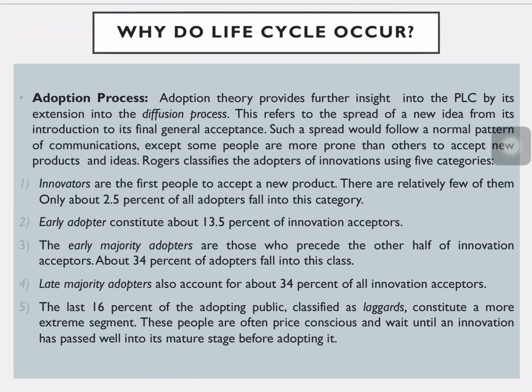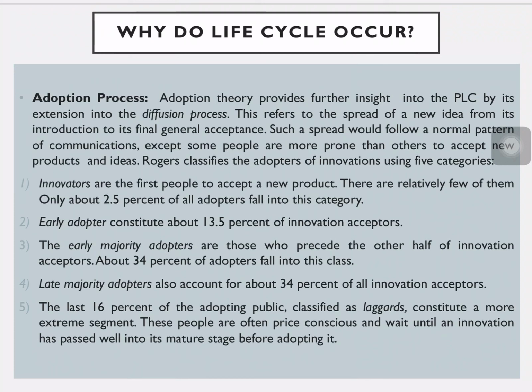Now the next section constitutes the early majority adopters. The second one was early adopter, and the third one is the early majority adopter. It means the majority of the consumers are now accepting the innovation, and it constitutes 34% of the total innovation acceptors.